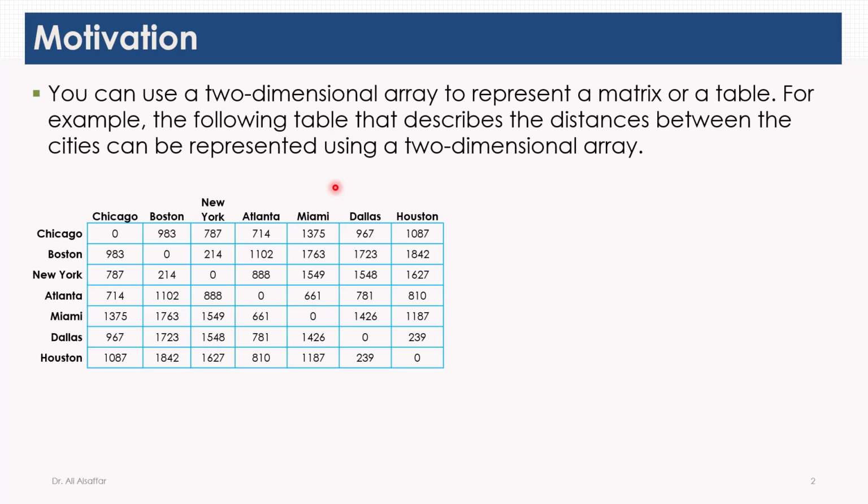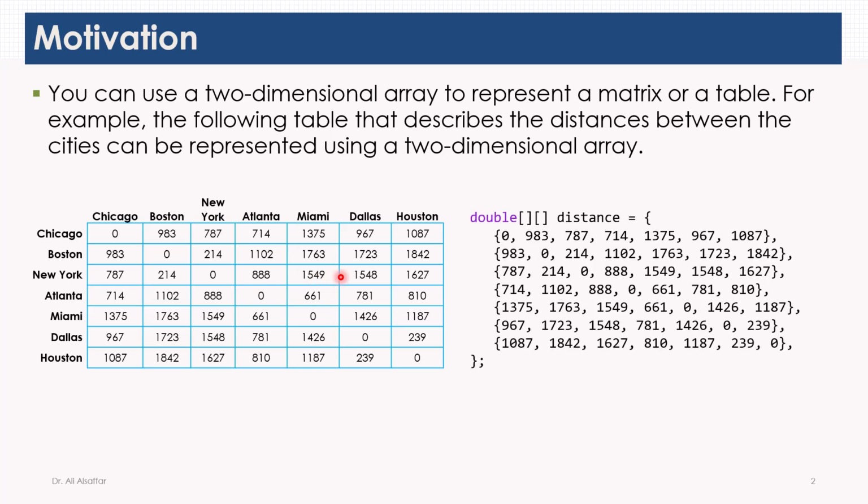Let's take a quick introduction on how to represent this table as a two-dimensional array. Suppose that the name of the array is called distance. Here is how we declare two-dimensional arrays: we have two square brackets. The first square bracket is for the first dimension, the number of rows, and the second square bracket represents the number of columns. We have to fill the data row by row.